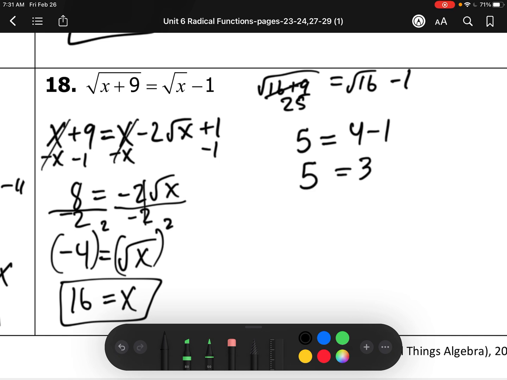So this is saying 5 is equal to 3. That is an incorrect statement. So that is not a solution. So number 18 is a no solution.